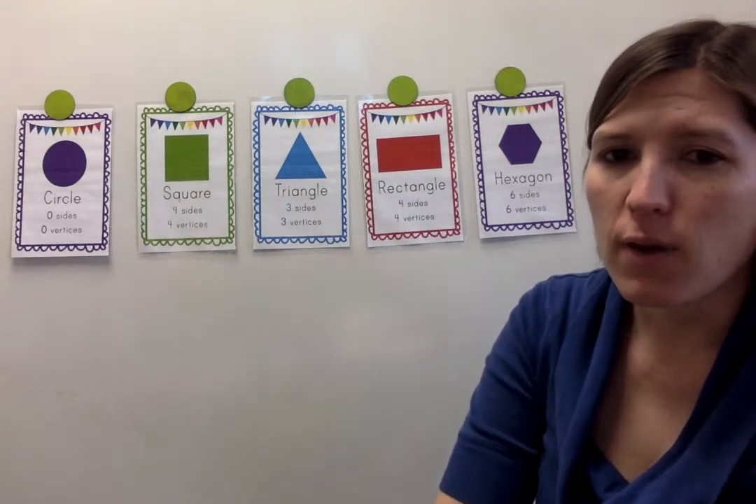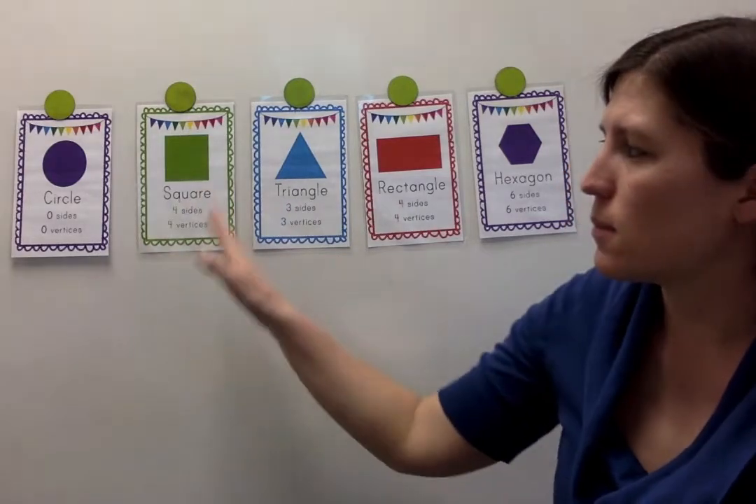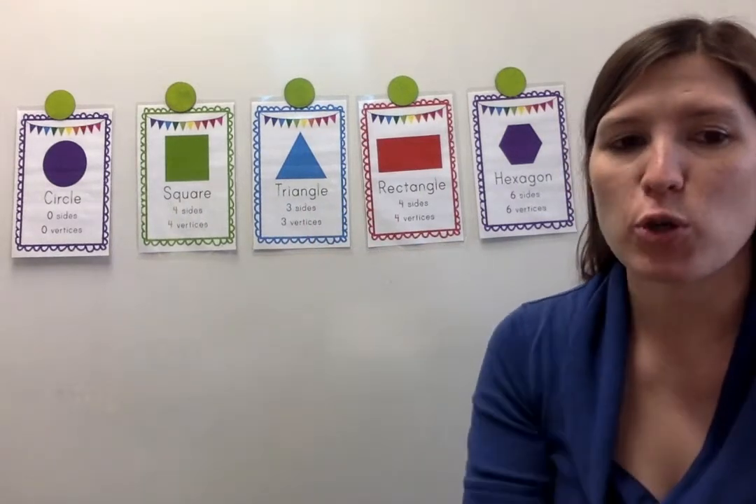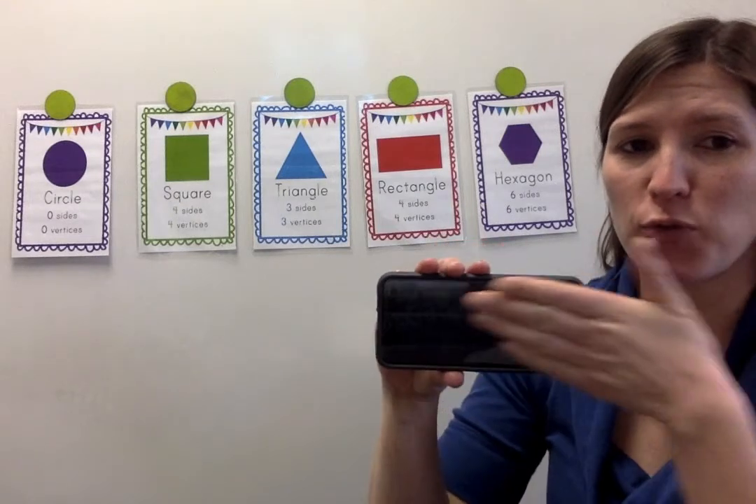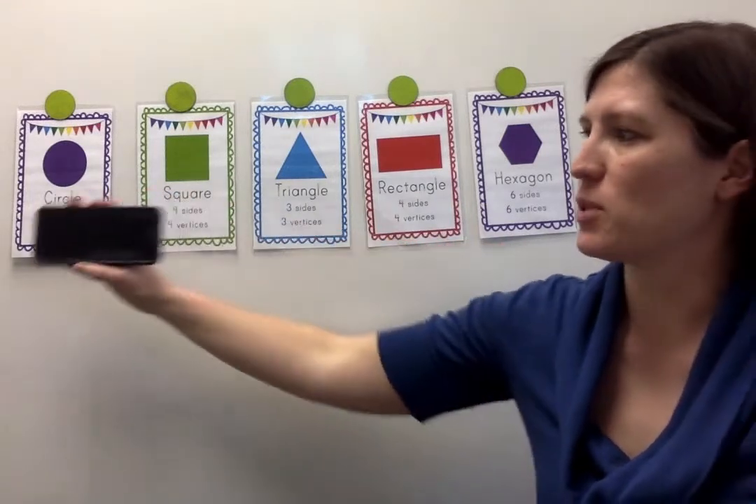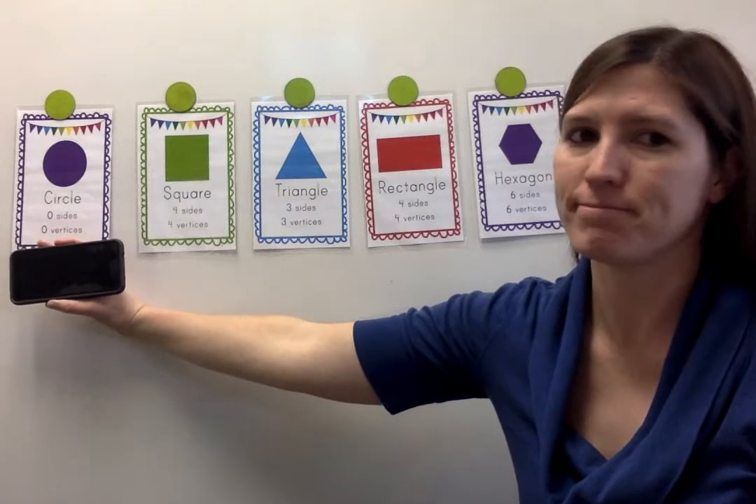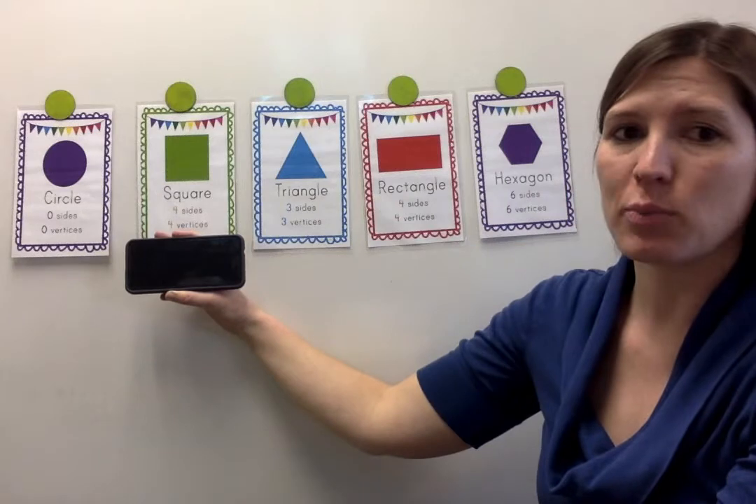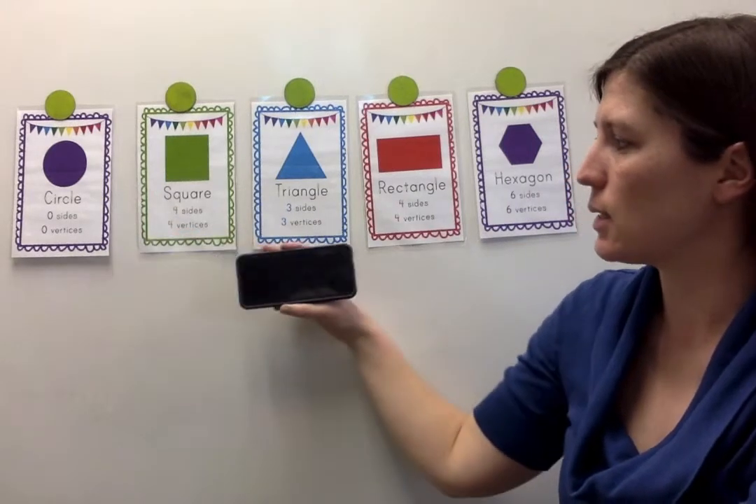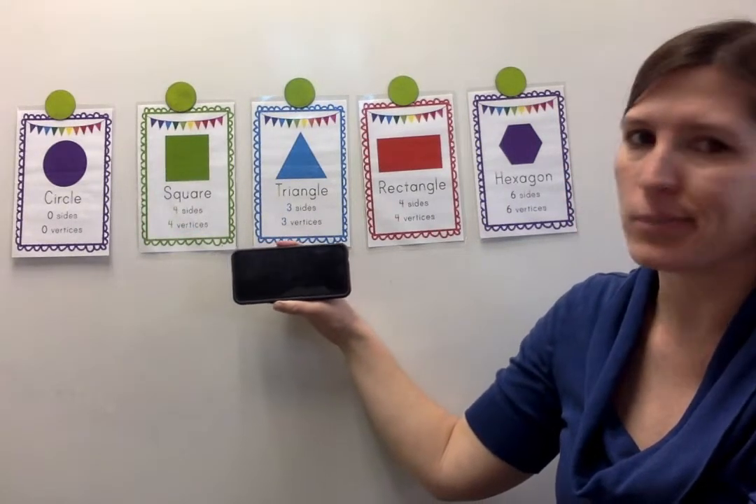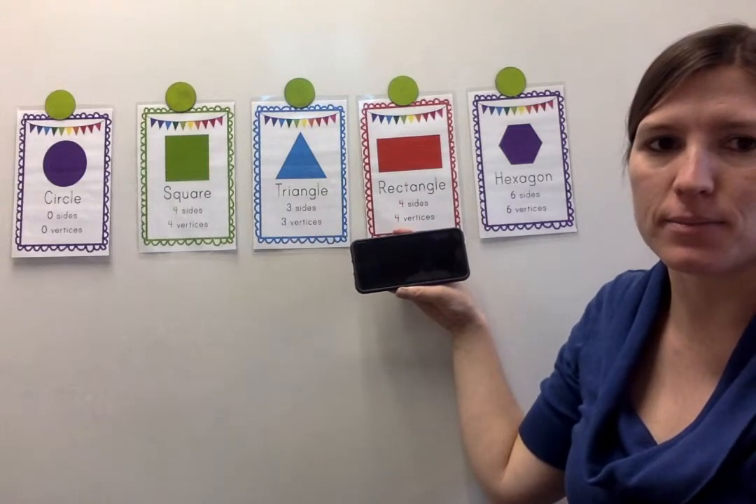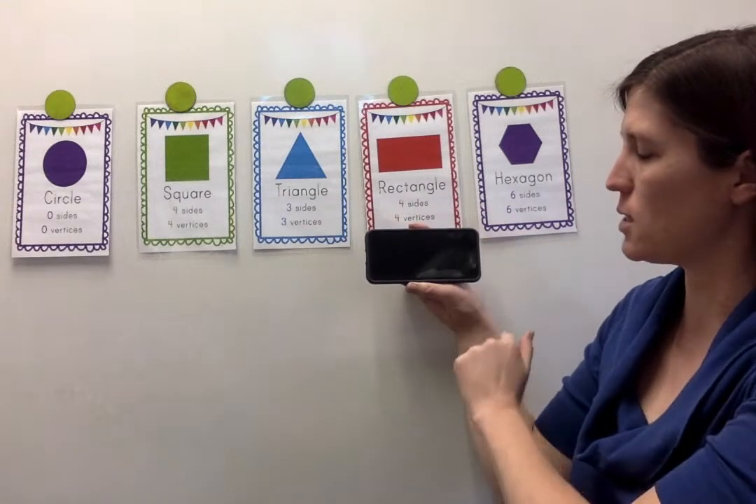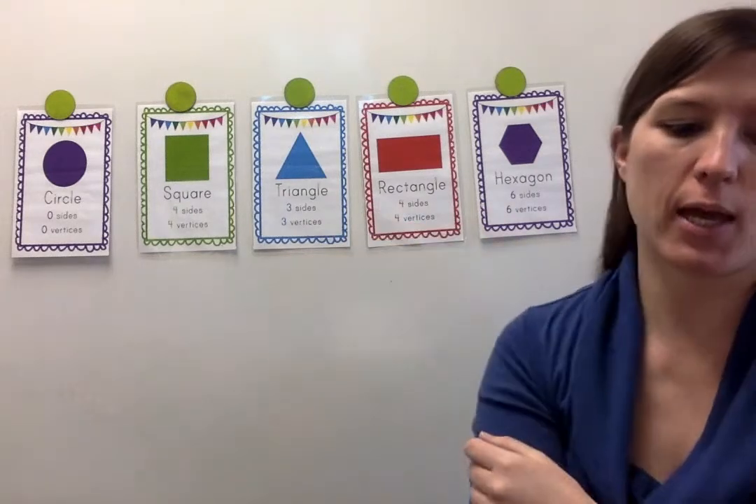Can you think of objects that are the same shape as these? If I show you this face of my phone, what shape does it look like? Does it look like a circle? No. How about a square? It has 4 sides, but it's not the same. A square has 4 equal sides. How about a triangle? No. How about a rectangle? Yes, my phone is a rectangle because it has 2 short sides, 2 long sides.